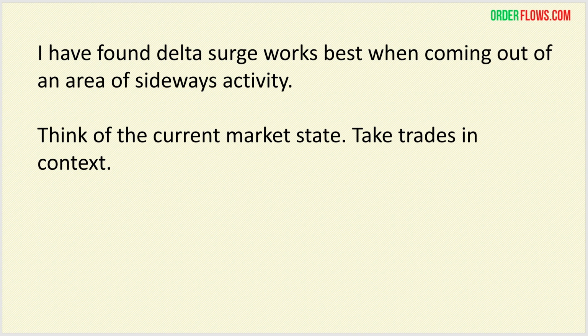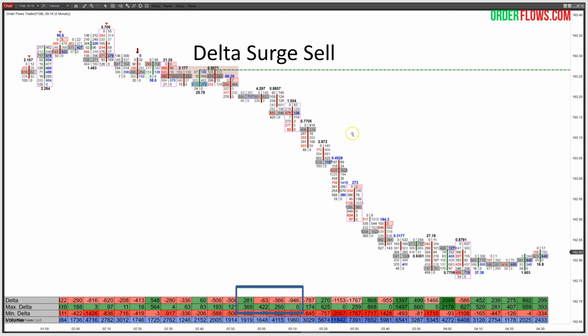Always think of the current market state. Take trades in context. I don't necessarily like to take delta surge buys after a big move up, or delta surge sells after a big move down. For example, in this chart, if there was a delta surge down here, after we just had this big sell-off, I probably wouldn't be interested in it. What I'm more interested in is, in this case, we haven't had that big sell-off yet. So up here, I'm still interested in it because I know I've got potential for a sell-off. But if I just experienced a big sell-off in the market and then there's a delta surge, I'd be kind of wary about it. I wouldn't be so interested in it.